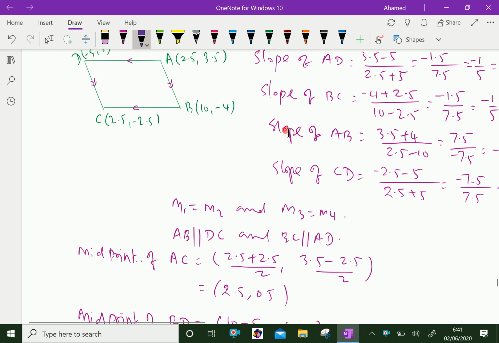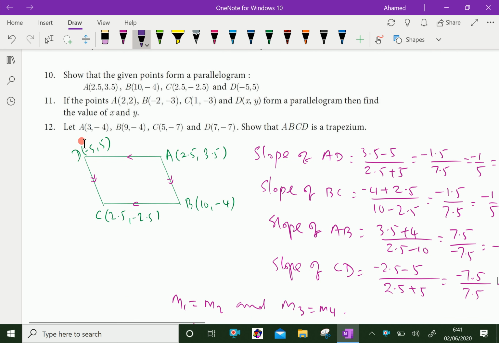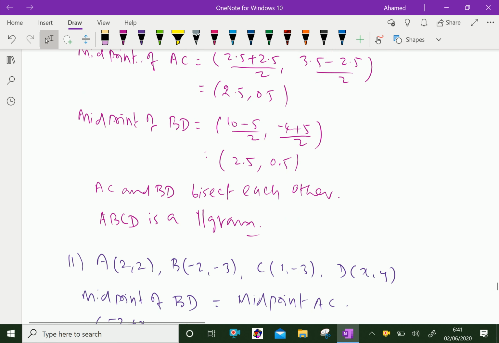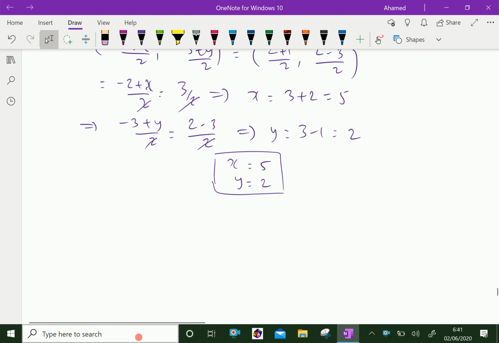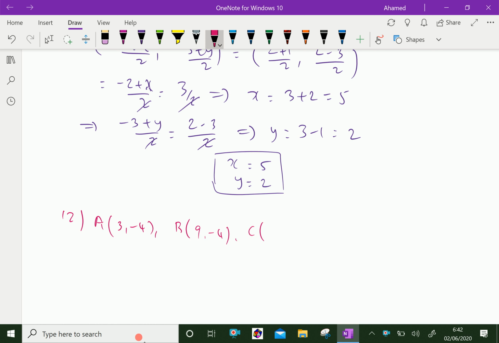Next, question number 12. Let A (3, -4), B (9, -4), C (5, -7), and D (7, -7). Show that ABCD is a trapezium. Now let us write the points first. Question number 12. Let the points A is (3, -4), point B is (9, -4), and C is (5, -7), and D is (7, -7).